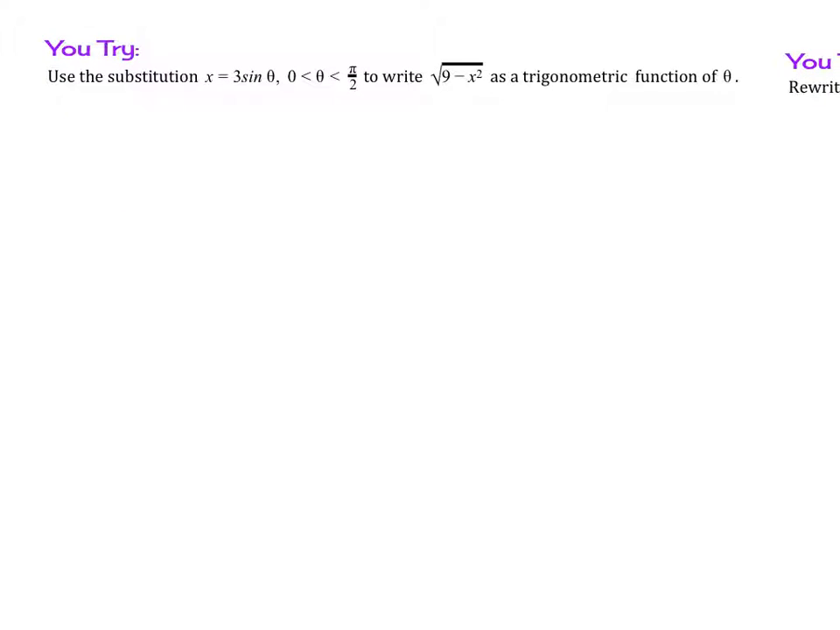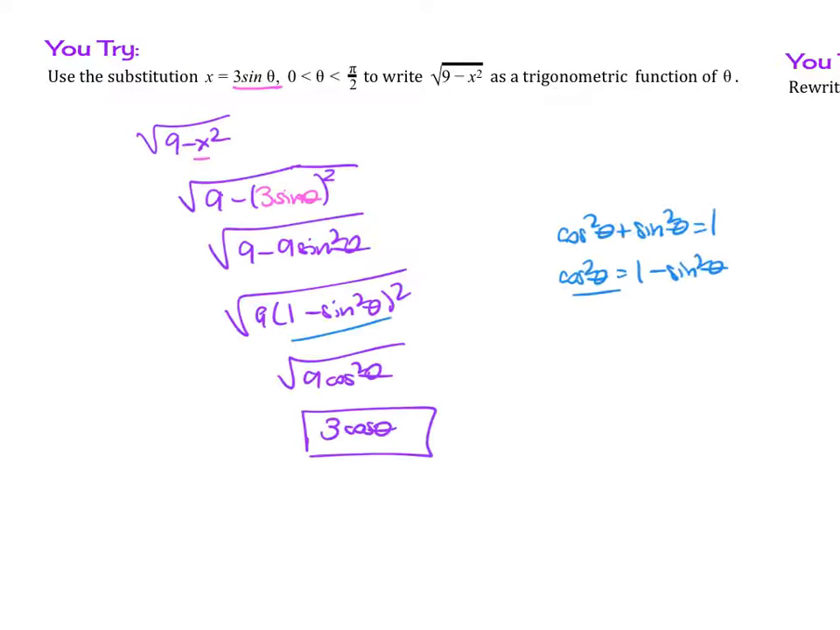So try this example. Use substitution x equals 3 sine of theta to write the square root of 9 minus x squared as a trig function of theta. So for this example, you would plug in 3 sine of theta and then square it. And so your final answer is 3 cosine theta.